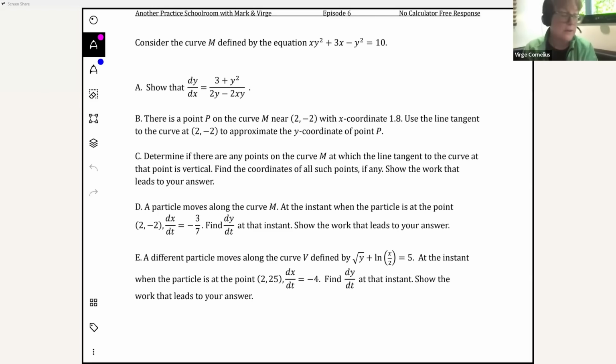Part D. And go ahead and try and stop your share just in case there's any overlap. I had to go to my other screen first, and yeah.